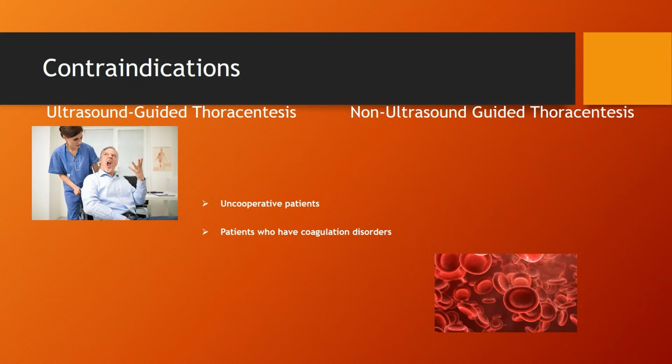Uncooperative patients are contraindicated for thoracentesis because this procedure needs the full cooperation of the patient to prevent any punctured lung and to collect all excess fluid. And also, patients who have a coagulation disorder. Thoracentesis is an invasive procedure. Patients with coagulation disorder may have a risk of excess bleeding due to the inability of the blood to coagulate.